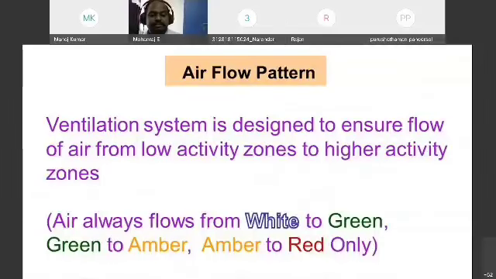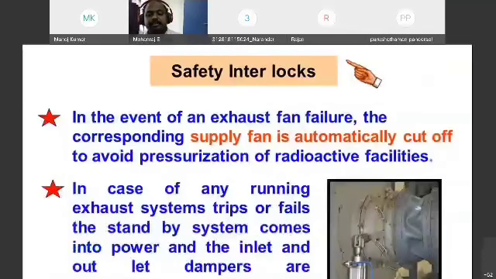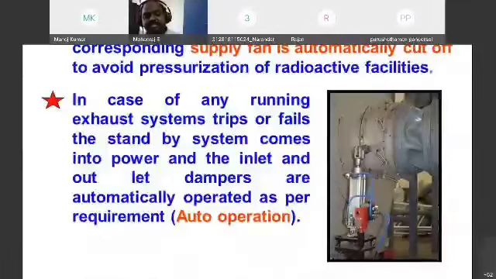Okay. So I said that in case any running exhaust blower trips or fails, the standby system will come into operation and the inlet and outlet dampers are automatically opened. This is called auto operation. For an exhaust blower system, there will be a standby system: one in operation and one at rest. Both blowers are there because the exhaust is very critical. The exhaust has to keep running.